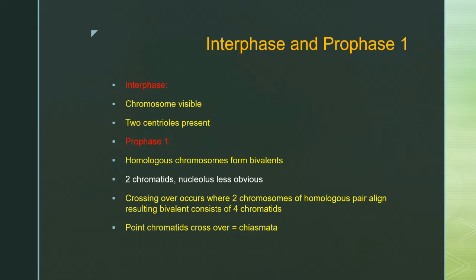Now, interphase and prophase 1. They're going to have 1 after them. There's going to be prophase 1, anaphase 1, and then they're going to have 2. So we're going through twice. That's why I'm saying it's like mitosis twice. So in interphase, you'll see your chromosomes there, and you'll have 2 centrioles.